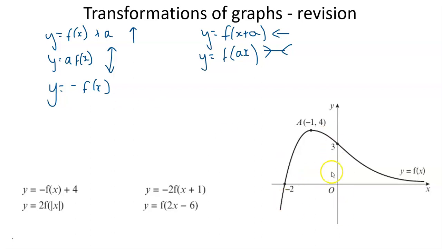If we have the last one that we've previously done, we can have minus the function of x. And if we do that, we're going to get a flip. It's just going to flip it. Let me have a little think.